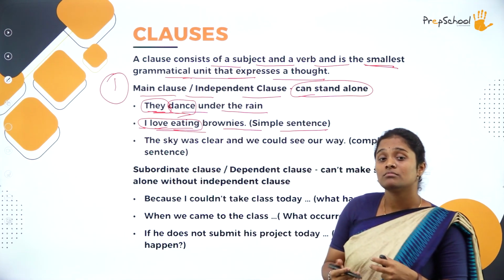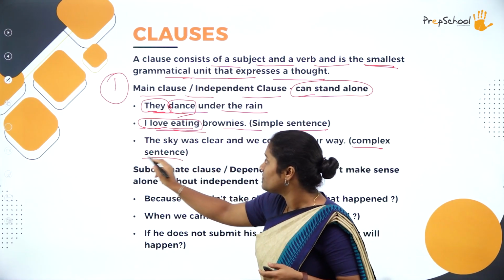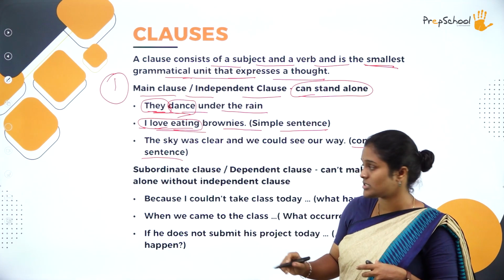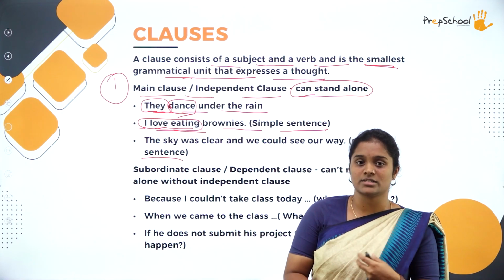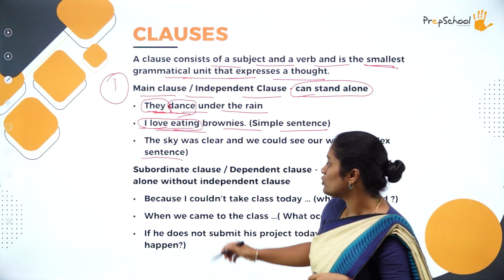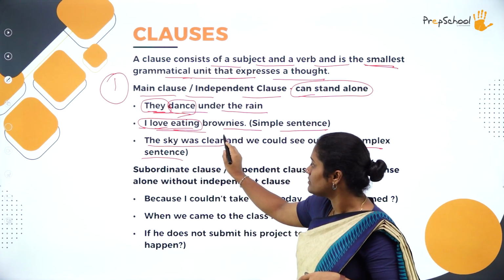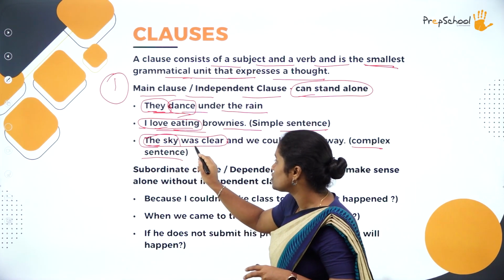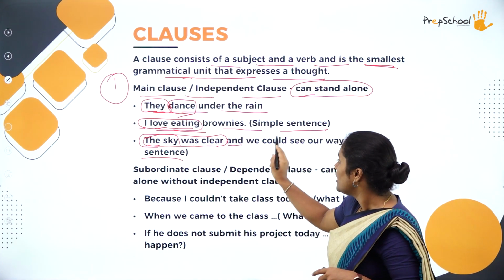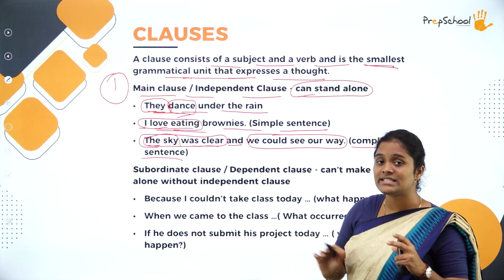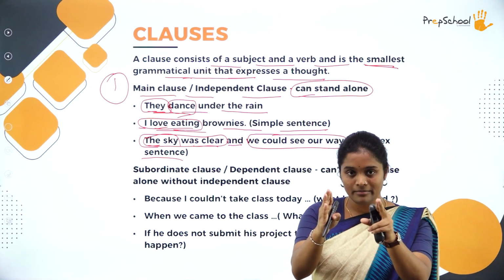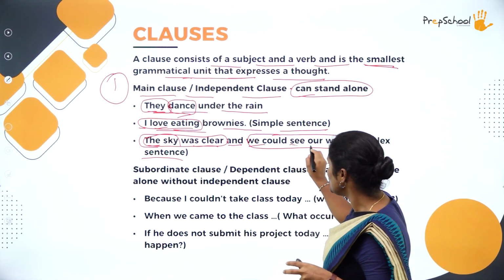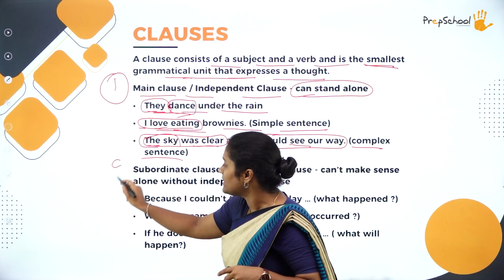Then to look at a compound sentence or a complex sentence, we have looked at a simple sentence. Let's look at a complex sentence, which is a combination of sentences. You do know that there are kinds of sentences, isn't it? Simple, complex, and compound. To look at a complex sentence, the sky was clear. This makes sense on its own. The sky was clear. This is the subject. It's clear. Moving forward, and we could see our way. We could see our way. Even if you say we could see our way, that in itself is a thought that completely makes sense.